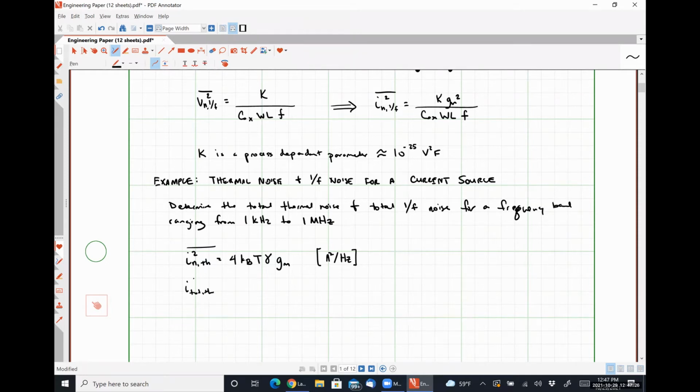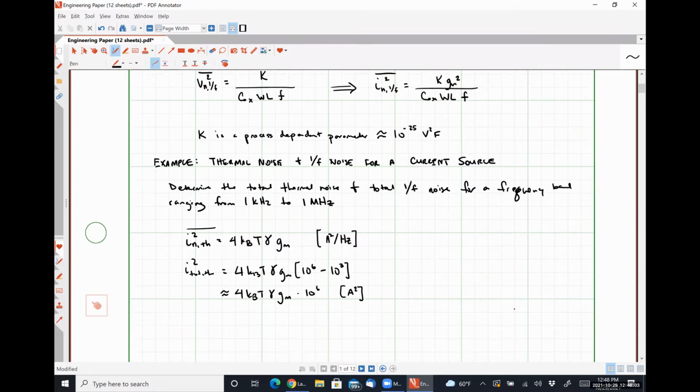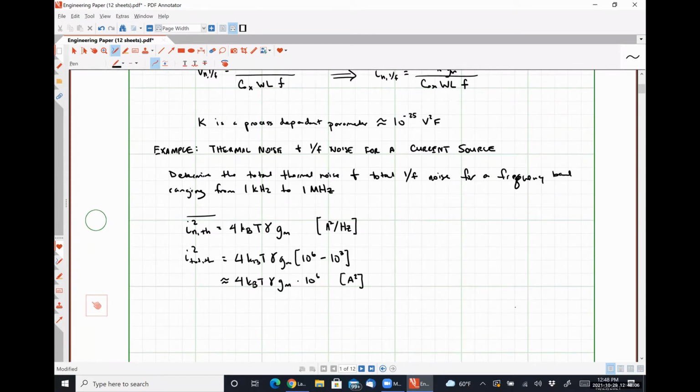So our thermal noise would be 4 kBT gamma GM times 10 to the 6 minus 10 to the 3 hertz, which is going to approximately be 4 kBT gamma GM times 10 to the 6, and our units here wind up just being amps squared, right? Nothing too wild or crazy there. We're simply multiplying the noise spectral density by the bandwidth to get the total noise that we see. Everybody okay with that?